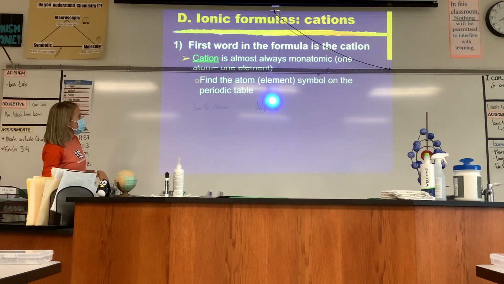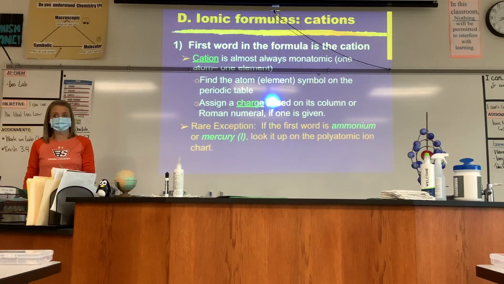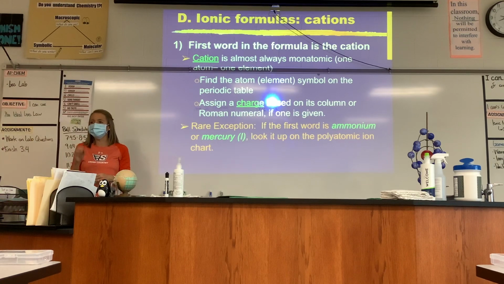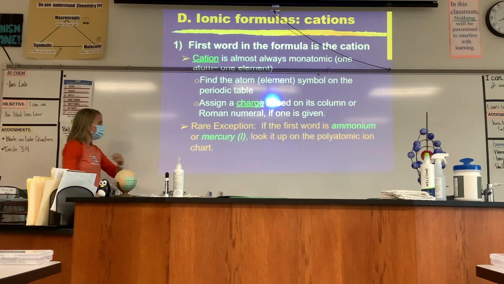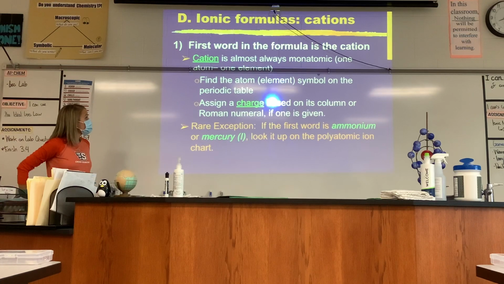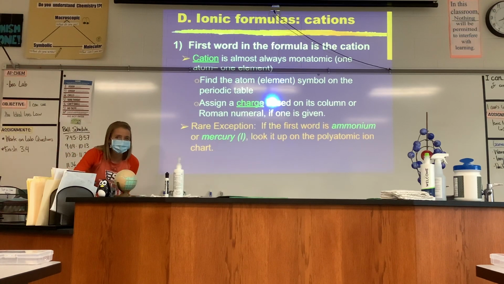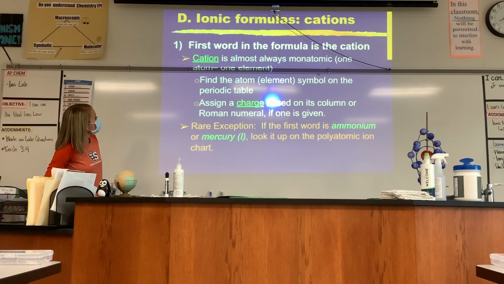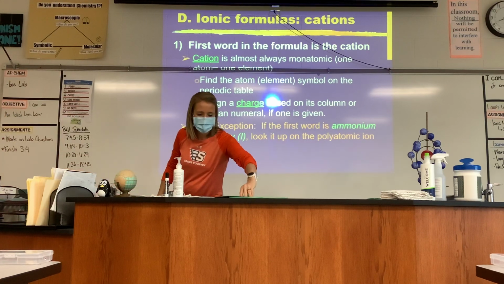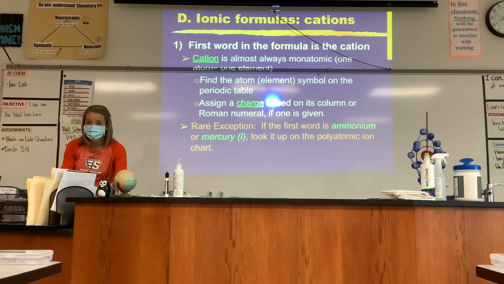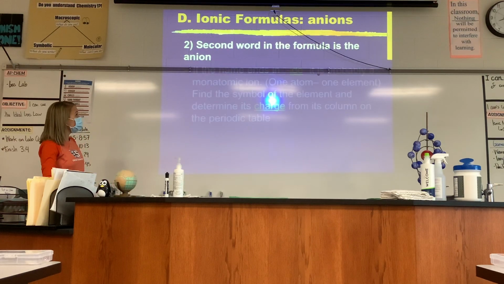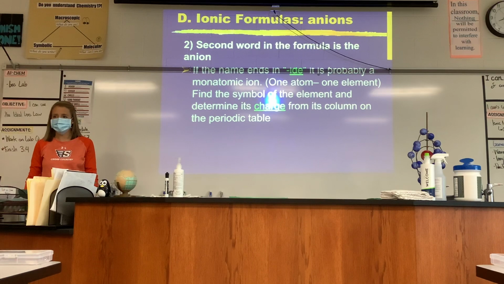So the rule for ionic is the cation always comes first. Just a reminder, the cation is the positively charged ion. So we always write positive first and then negative, it's just the pattern. Okay, so we always write the cation first. The second one is the anion.